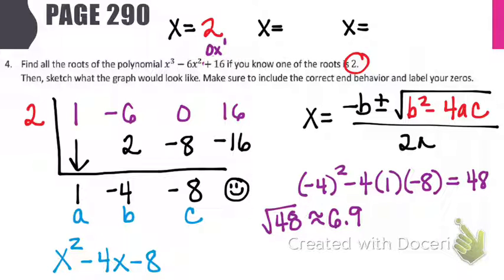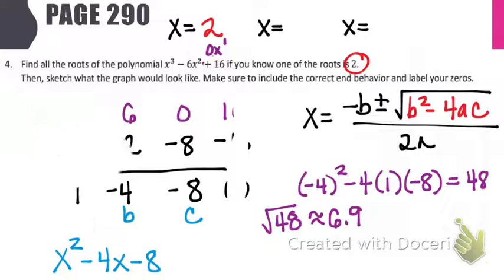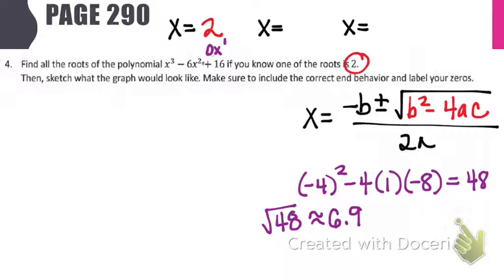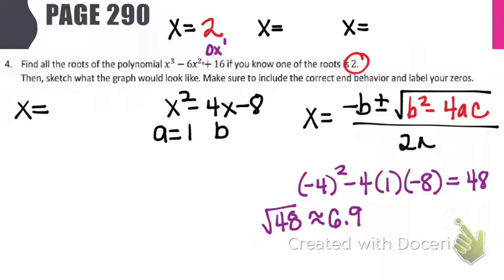To get my last 2 answers, it would be x equals the opposite of b. So we had x squared minus 4x minus 8, right? So a is 1, b is -4, c is -8. Okay. So my two answers are x equals the opposite of b.